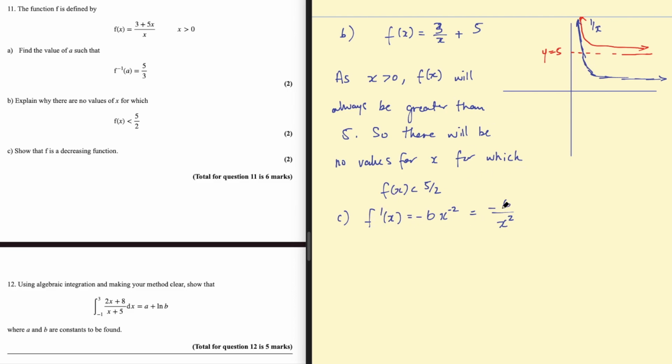And the derivative being negative for all values of x is another way to show that. So we can say that f dash x will be negative for all values of x. Therefore, f of x is a decreasing function. Okay, so that was part 11, or question 11, for 6 marks.